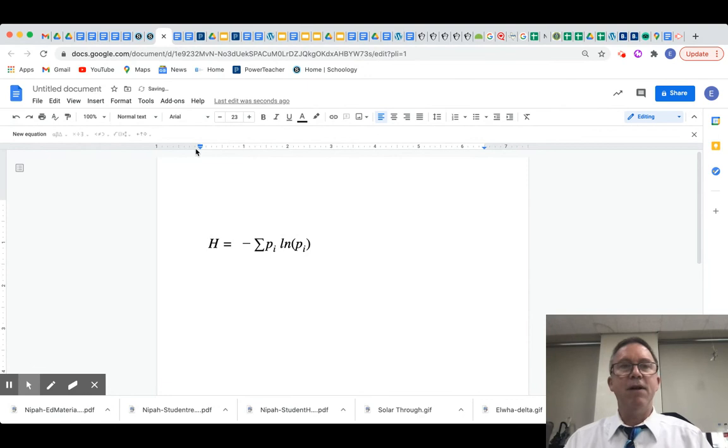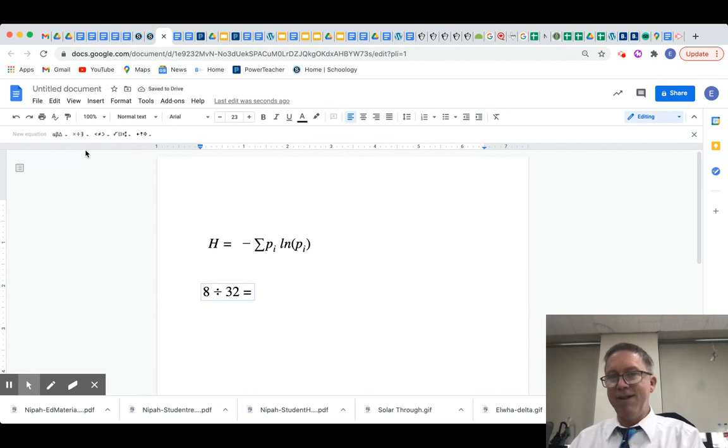Let's add an equation. I would say 8 divided by 32 equals, let me make sure I know what that is. I think it's a quarter, but I'm not sure. 8 divided by 32. Yep, it's a quarter, 0.25. That's embarrassing. So this is the percentage, p sub i. This value, 0.25, is what I would use here in the calculation.